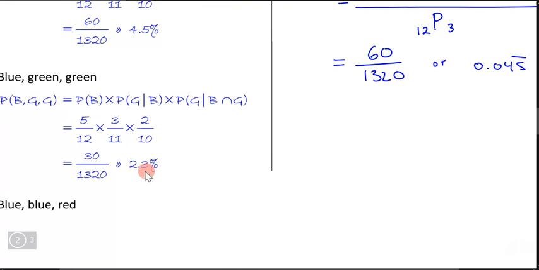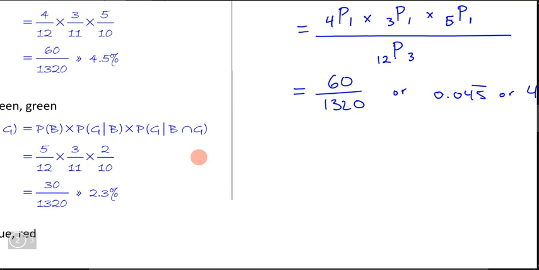Same idea. Probability of getting a blue? Well, 5 out of 12 marbles. 5 blue out of 12 marbles in total. Then after I draw a blue, I'm down to 11 marbles. 3 of them are green, so I have a 3 out of 11 chance for green. And then after I draw 1 green, I'm down to 10 marbles, but I'm also down to 2 green marbles left in my bag, so I have a 2 out of 10 chance for a second green marble. So my probability here is 2.3%.